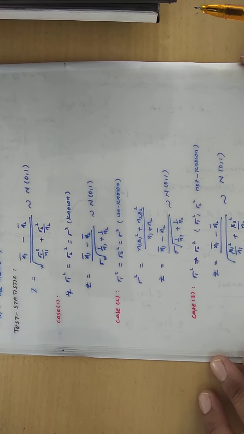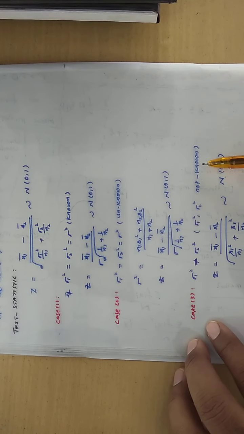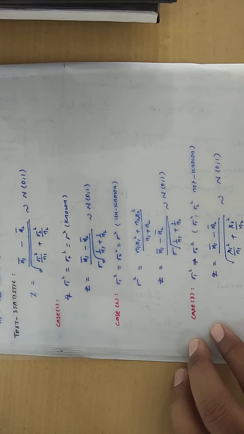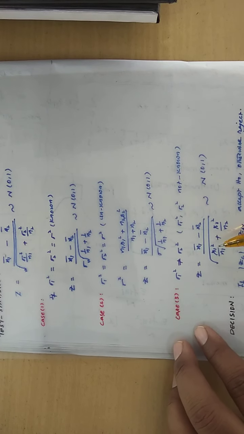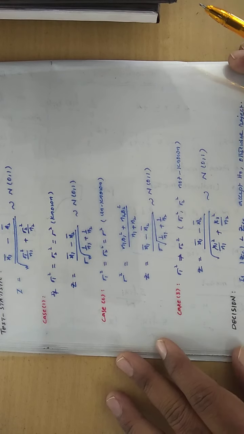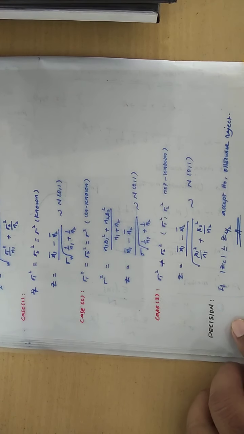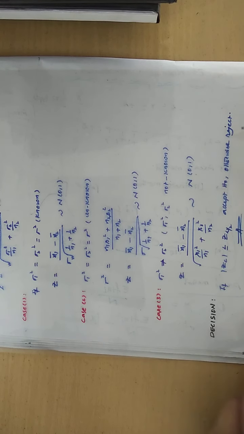Case 3. So what is case 3? Sigma 1 square and sigma 2 square are unknown, and also not equal. Then directly what are you applying? S1 square by n1 plus S2 square by n2 you are applying. So what is the decision? If modulus of ZC is greater than Z alpha by 2, we reject H0. Otherwise we accept H0. So directly in a single statement I finish. Okay.